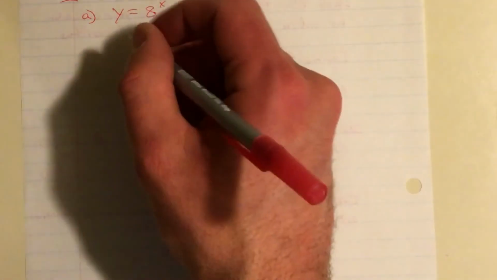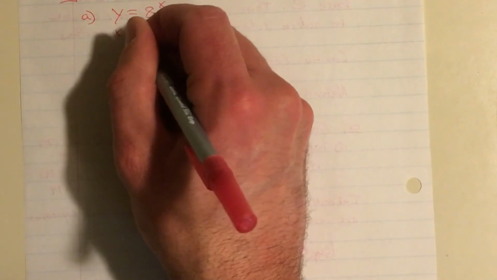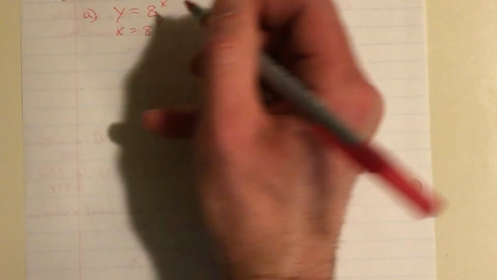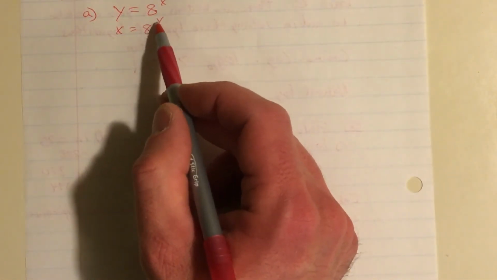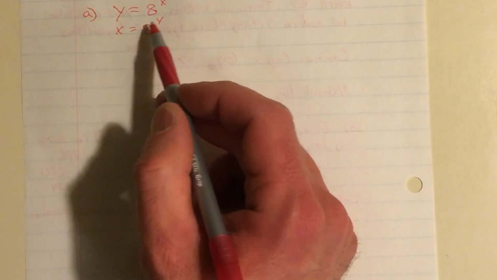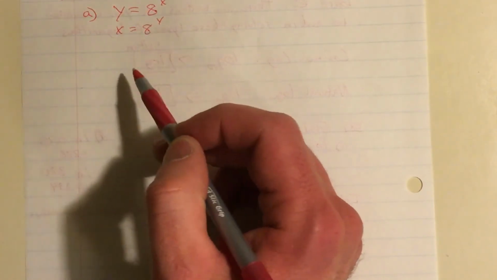But all right, so to find the inverse, you'll swap x and y. So x equals 8 to the y, but then you've got to get y by itself. Well, y is up here in the exponent position. We need to get it down on the ground. Well, we can do what we learned in our previous lesson. We can rewrite this exponential function as a log.